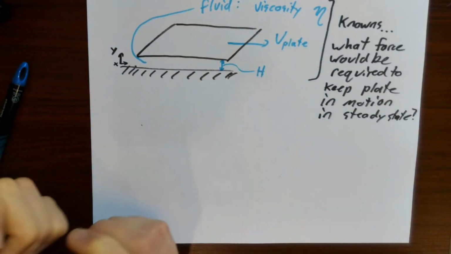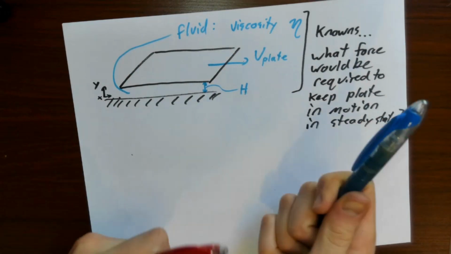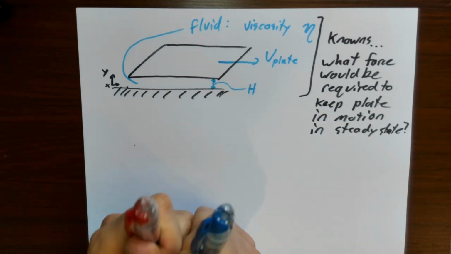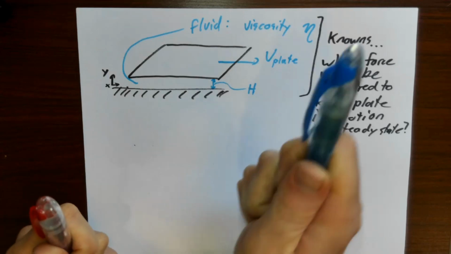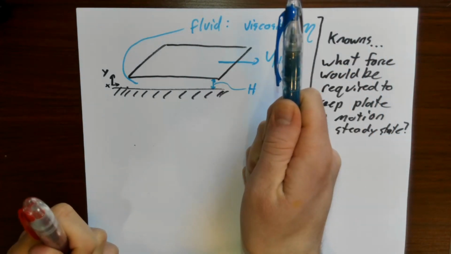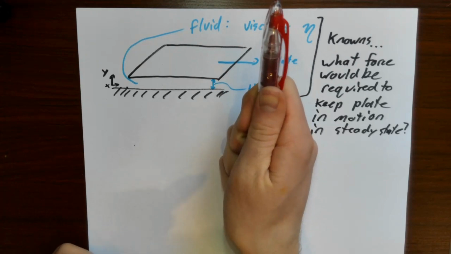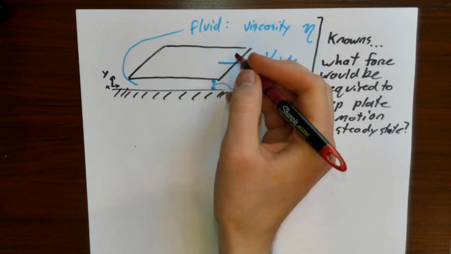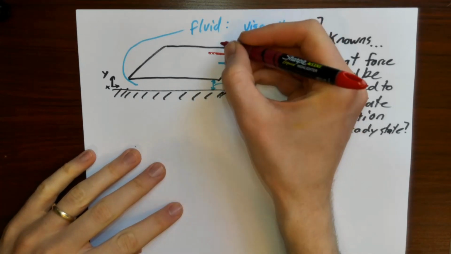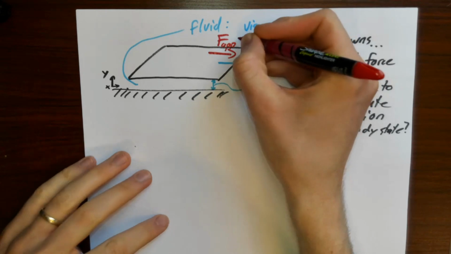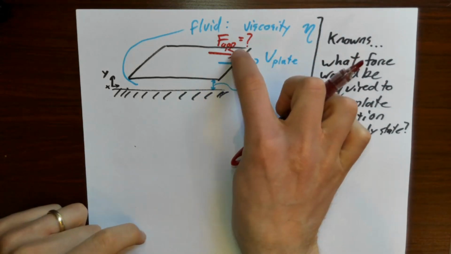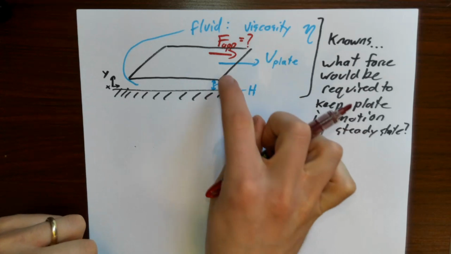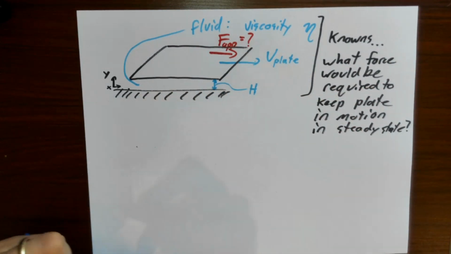Right. So just as a color coding scheme, for most of the problems I solve in the notes in this class, I'm going to try to keep any known constants in blue, and any unknown variables that we're trying to solve for in red. So I'm going to say, hey, we have some unknown force applied that we're trying to solve for, that is supposed to keep this plate in motion in steady state. So this is what we're trying to solve for.